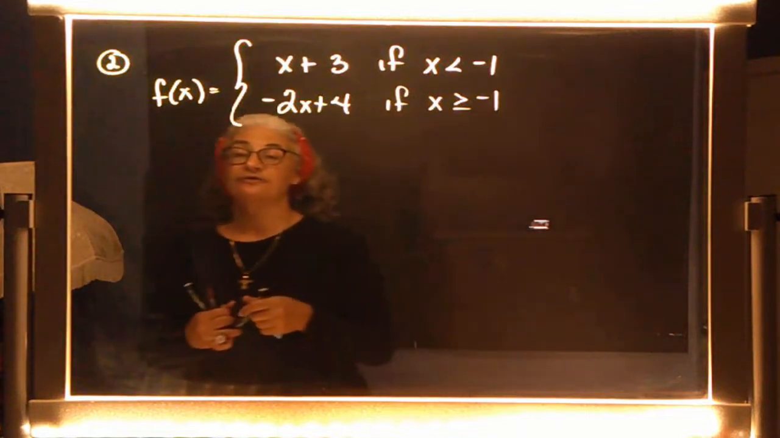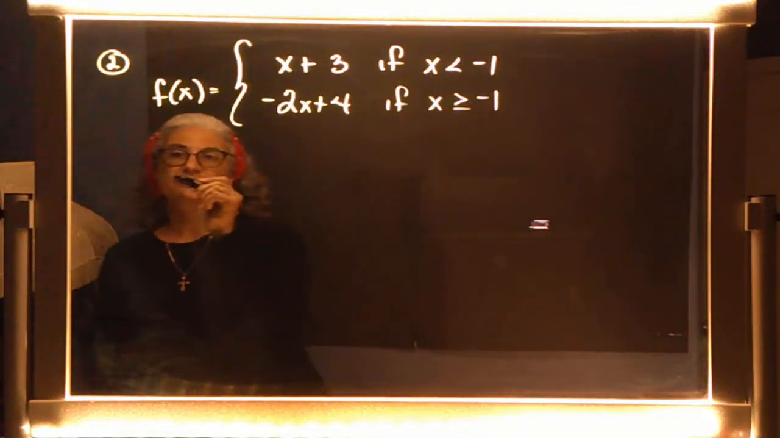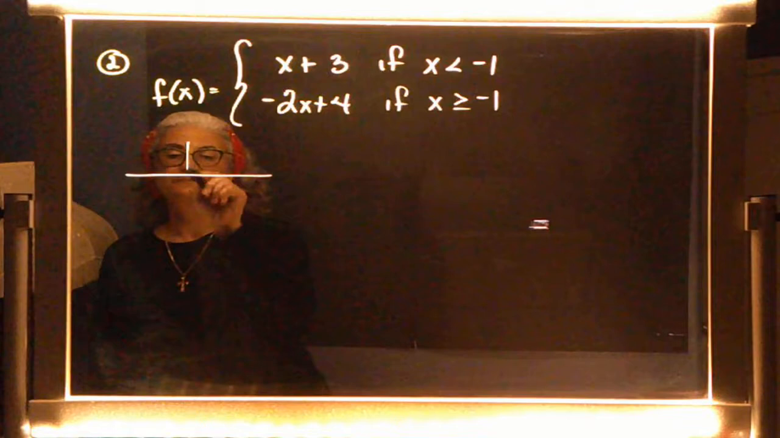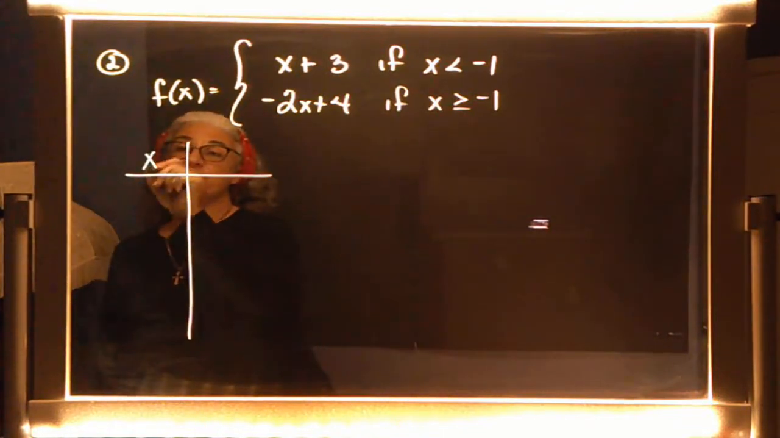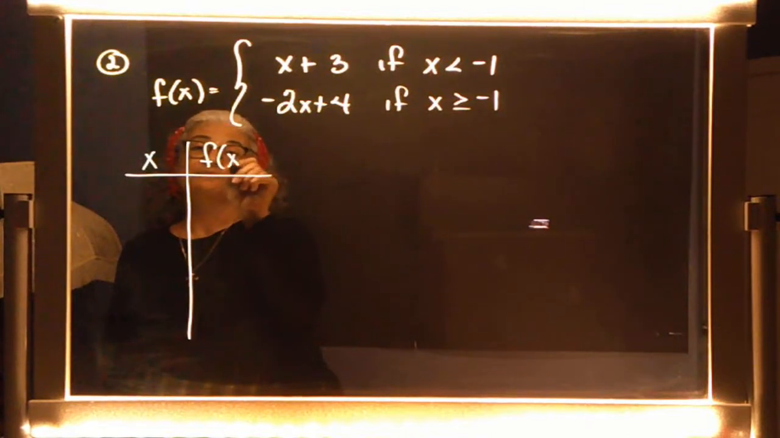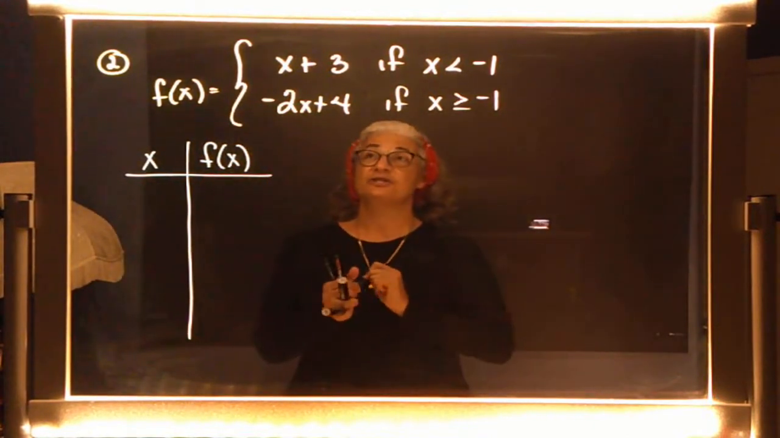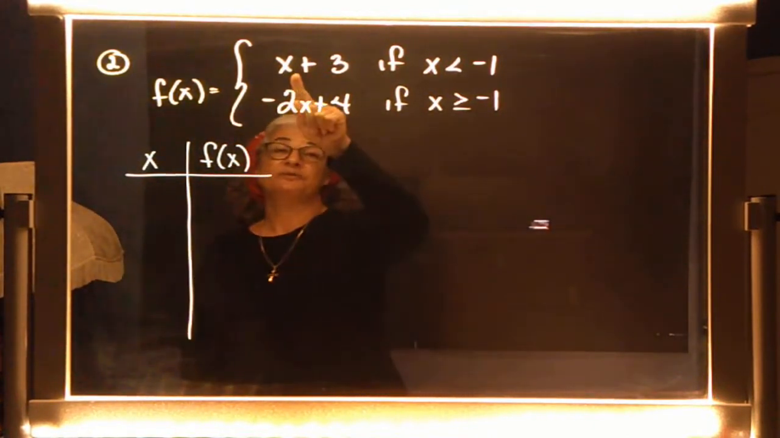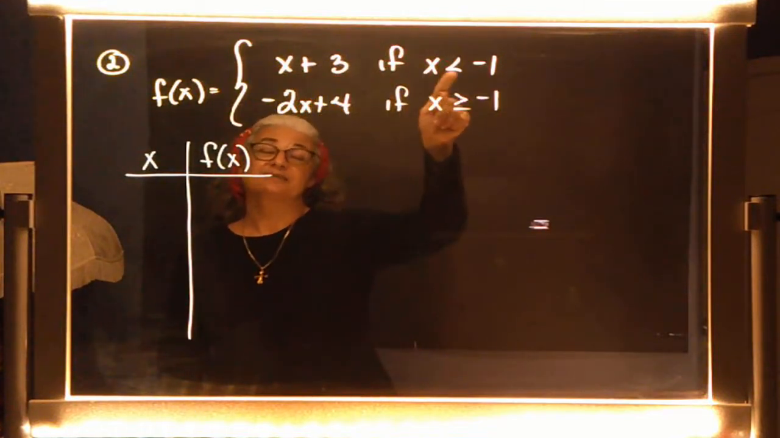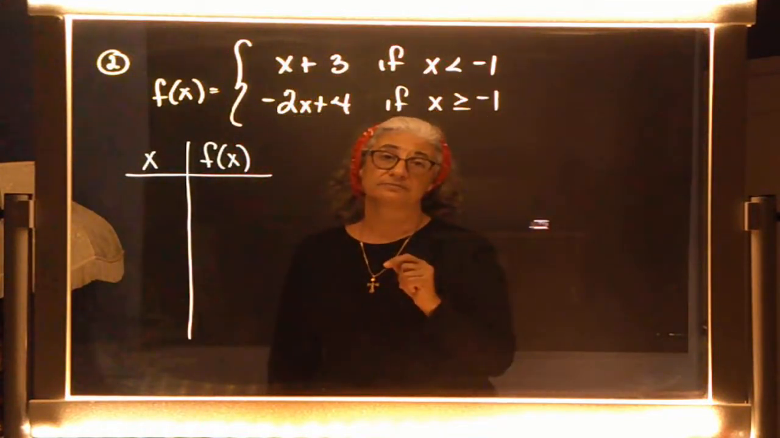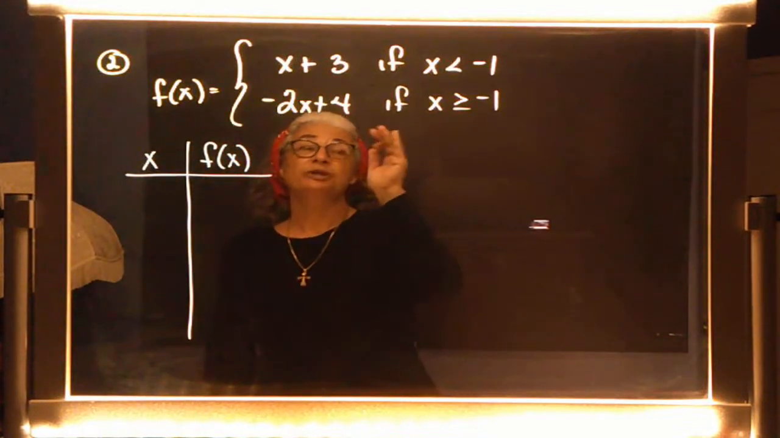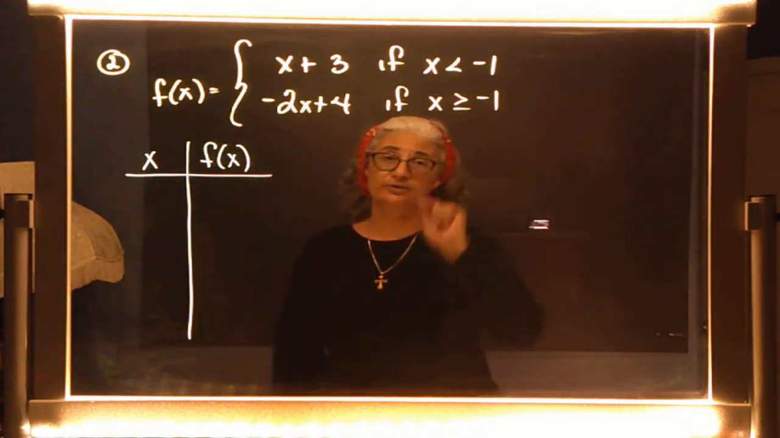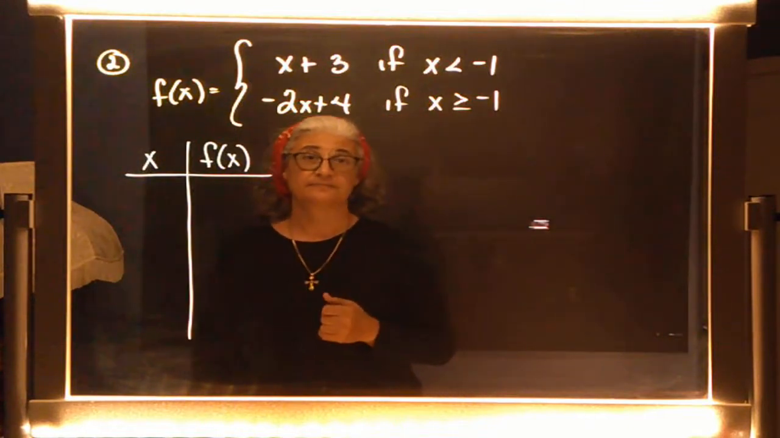I agree. You know, for us visual people, it would be really good to make a table. So, let's actually take a look also at what the piecewise function is telling us. According to this function, the first piece, x plus 3, can only be used if x is less than negative 1. The second piece, negative 2x plus 4, can only be used if x is greater than or equal to negative 1. Got it?